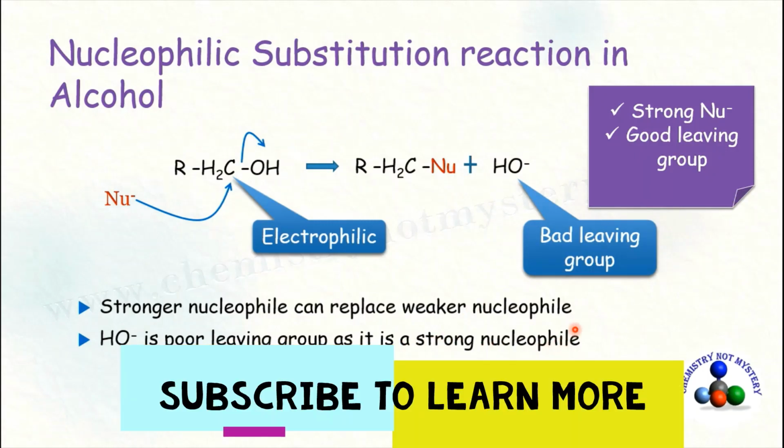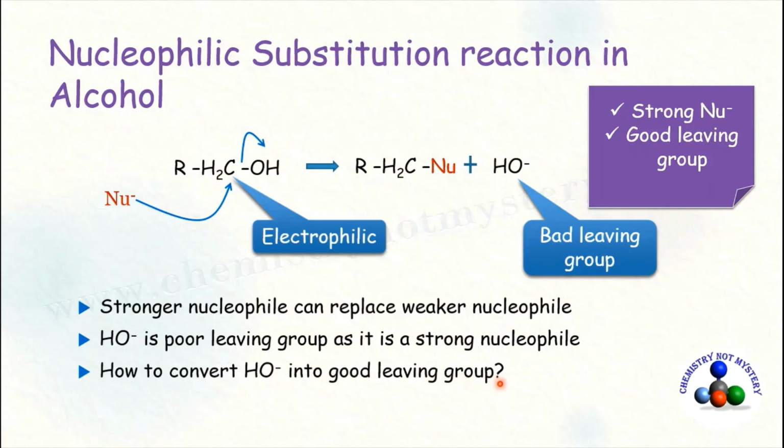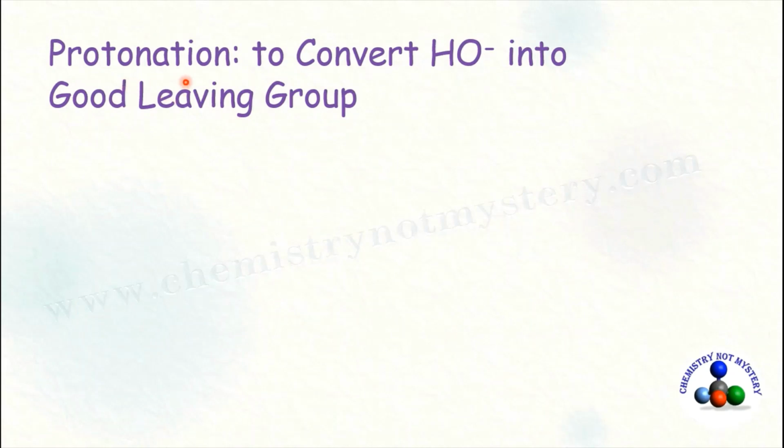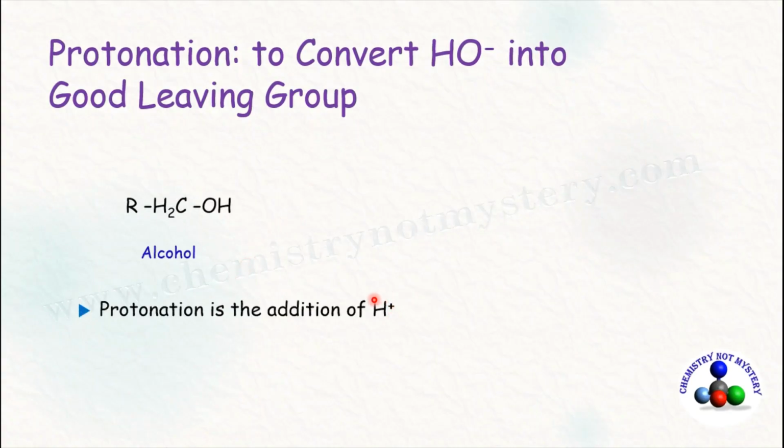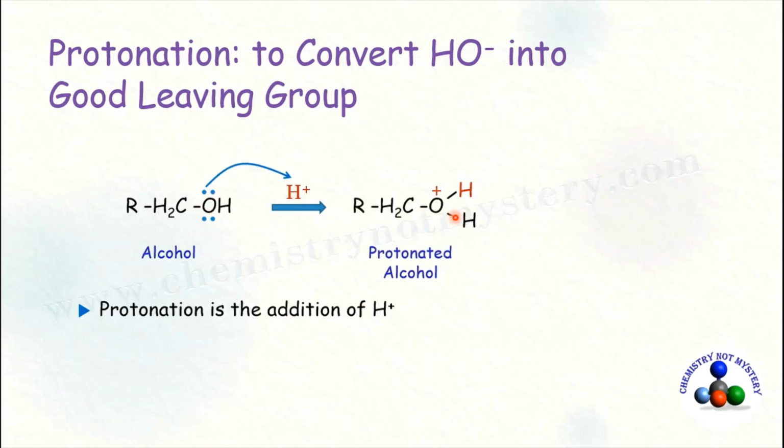That's why to conduct nucleophilic substitution reaction in alcohol, our first requirement is to convert OH negative ion into a good leaving group. But how do we convert OH negative ion into a good leaving group? Protonation is one of the ways by which we can do it. Protonation is nothing but the addition of H plus ion. When alcohol reacts with H plus ion, oxygen has lone pair of electron. So oxygen donates lone pair of electron to H plus and makes bond with H plus ion. As a result, oxygen will develop positive charge and you will get protonated alcohol.